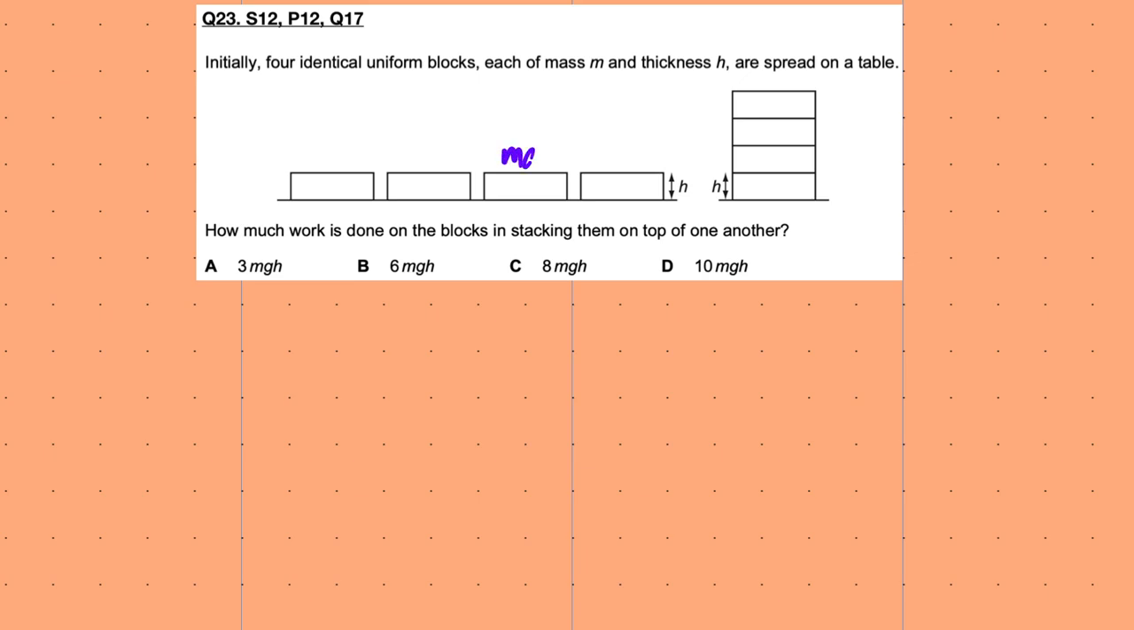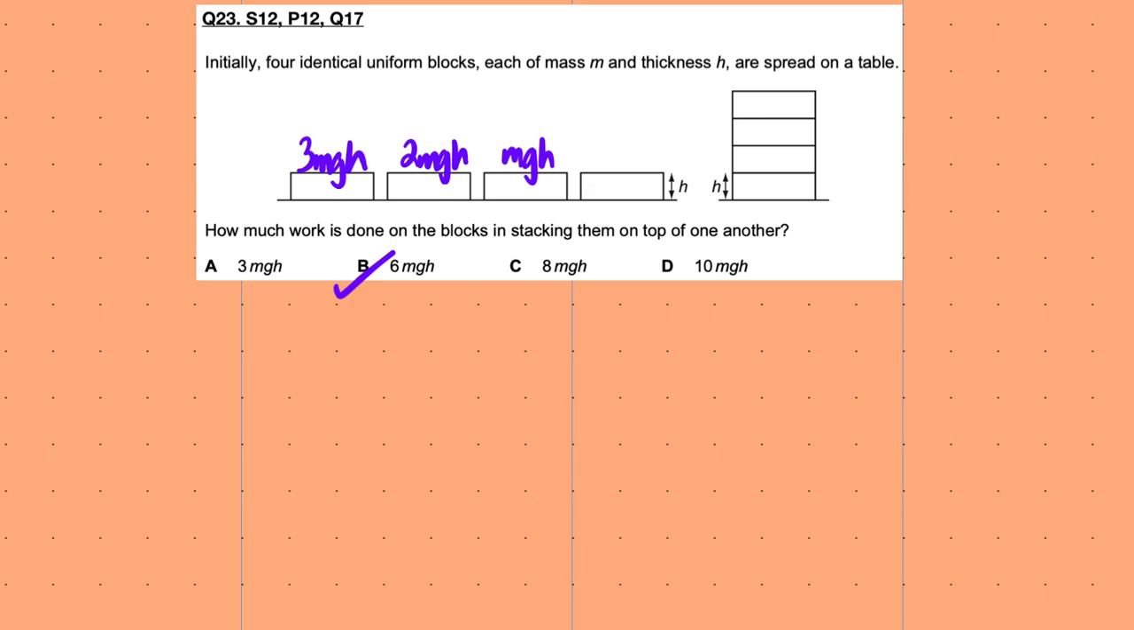So mgh is the work done here. In this case, this would have to go with this here. This would have to go through a height 2h. So potential energy becomes 2mgh. Similarly, the third one, 3mgh. So 3 plus 2 plus 1, that's 6.